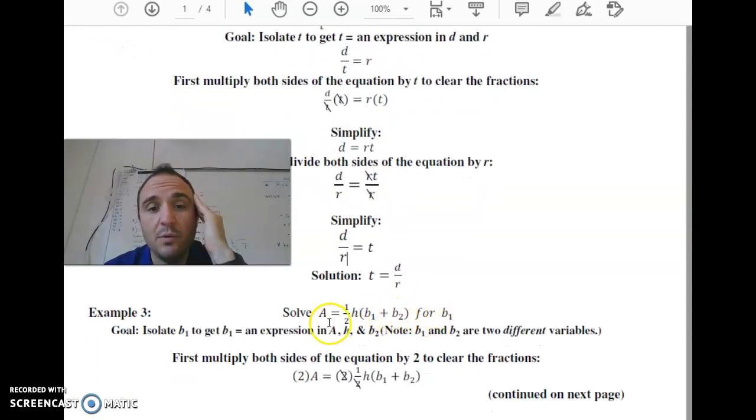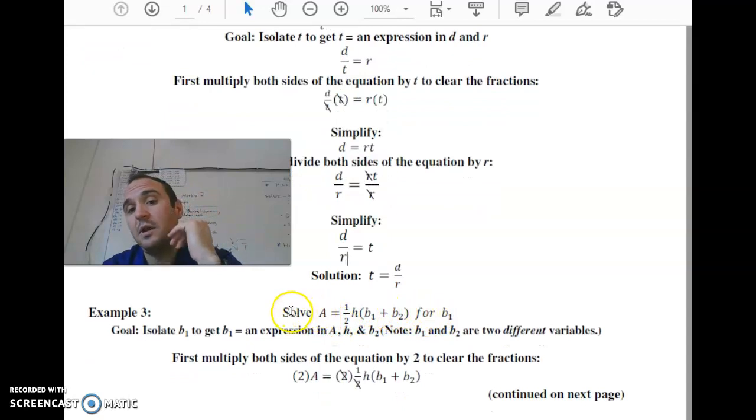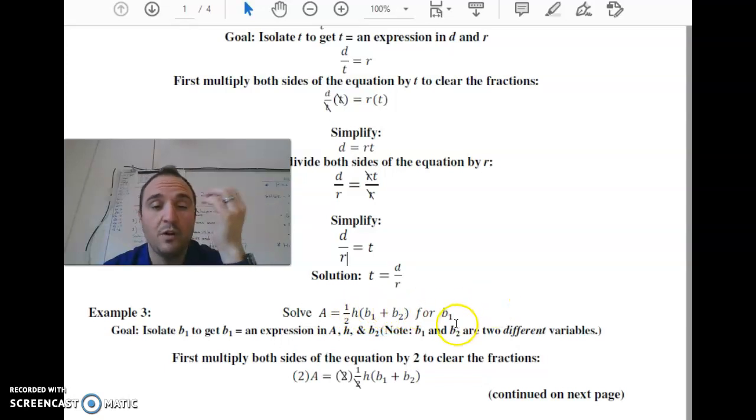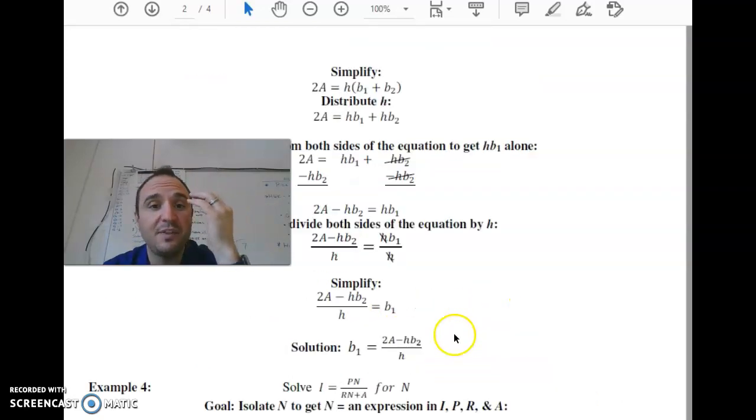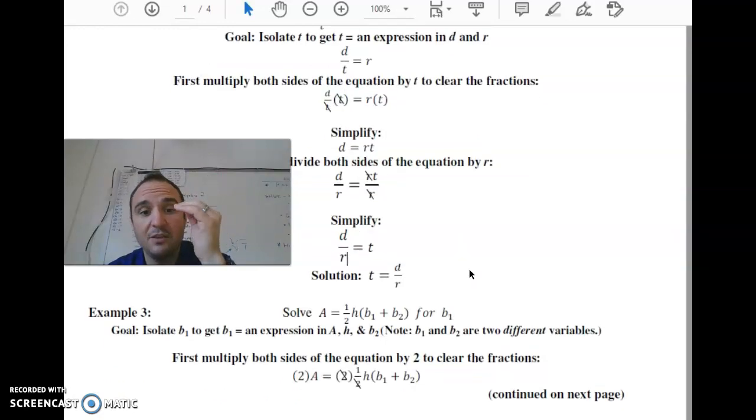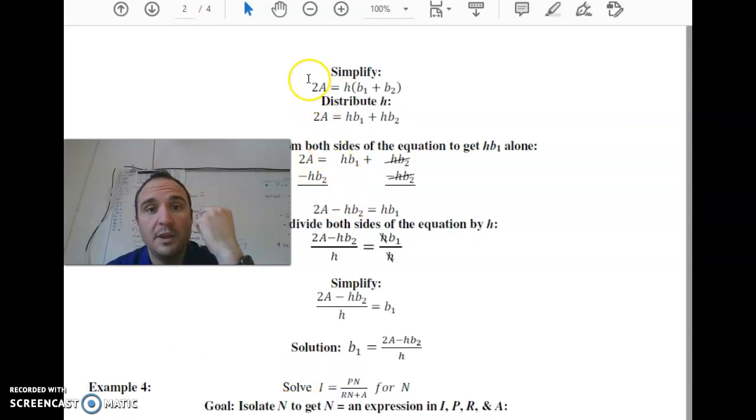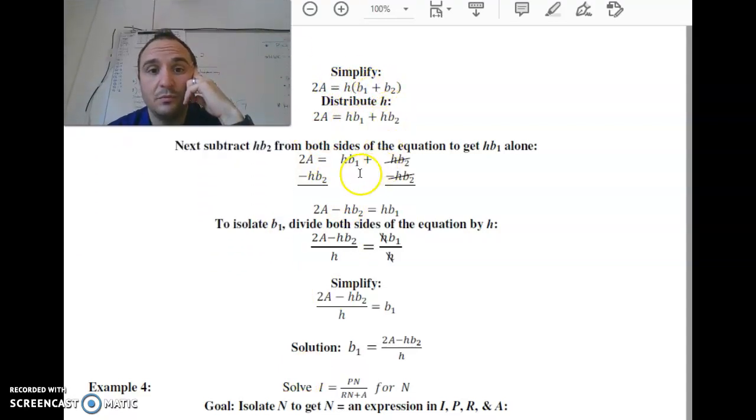We have examples here where we have A equals 1/2 h times the quantity b1 plus b2, solving for b1. Lots of steps for solving for b1, but it is manageable. So you go one step at a time. So we're going to multiply both sides by 2, giving us 2A equals h times the quantity b1 plus b2.